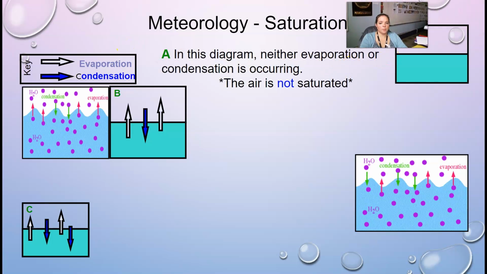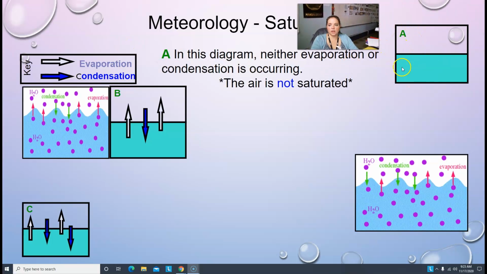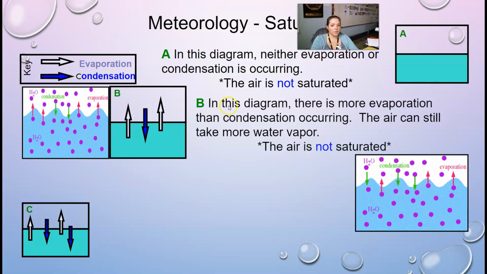So in this diagram, neither evaporation nor condensation is happening. The air is not saturated. Nothing's up here, water's down here. Well, let's look at this one. In this diagram, there's more evaporation occurring than condensing. So the air can still take on more water vapor. So you've got two evaporating, one going down.